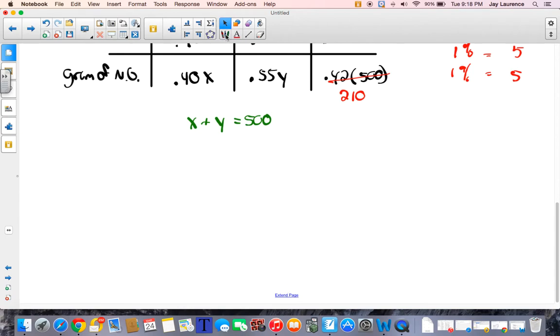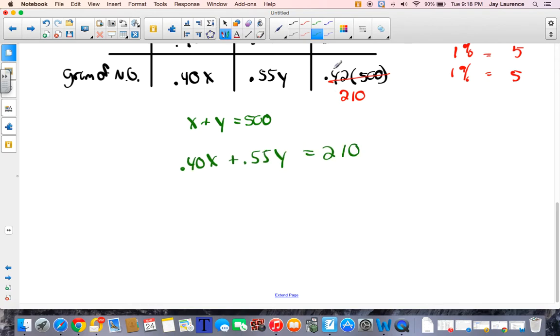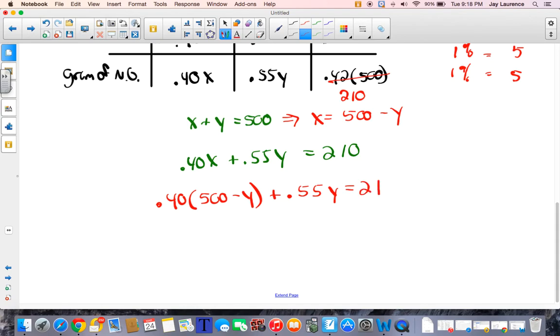Okay, I didn't write down my second equation yet, which would be what? 40% x plus 55% y, and that'll equal 210. Again, I'm going to go substitution. I think I'm going to solve for x on this one because I can do 40% pretty easily. And so I'm going to get x equals 500 minus y. So 0.40 times 500 minus y plus 0.55y equals 210.